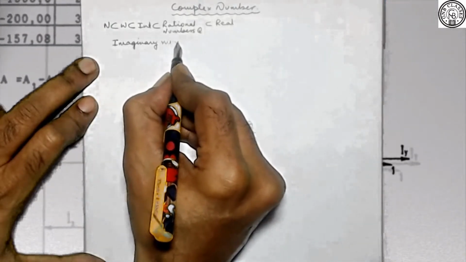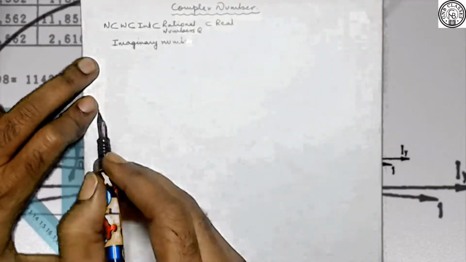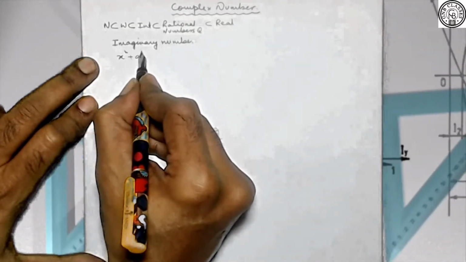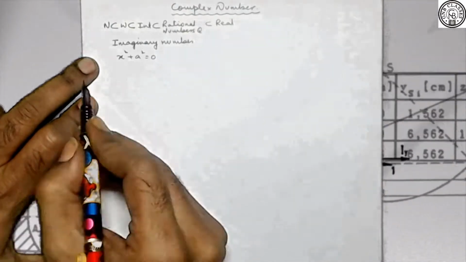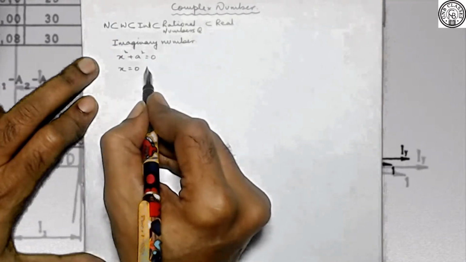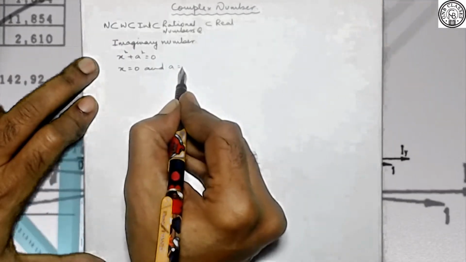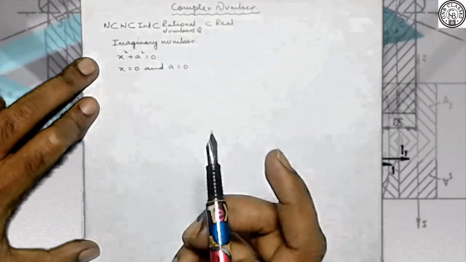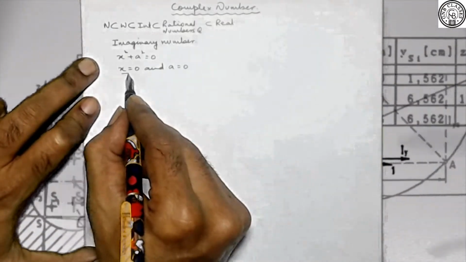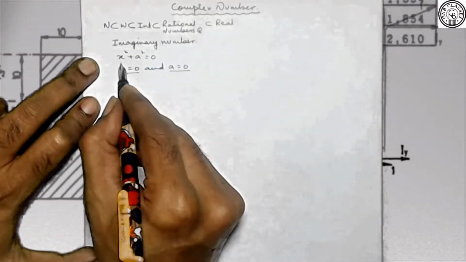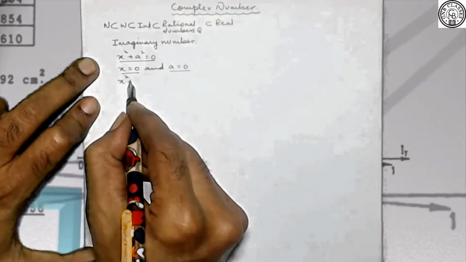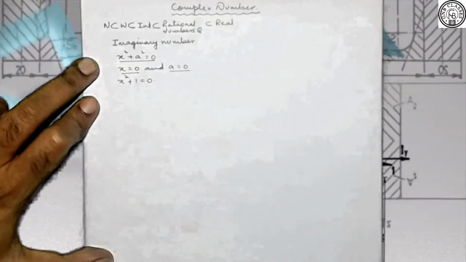What is an imaginary number? Suppose we have been given to solve an equation like x square plus a square equals 0. If I ask you to solve this, what you say is x is 0 and a is 0, since here x and a are both real numbers, so only x equals 0 and a equals 0 will satisfy this equation.